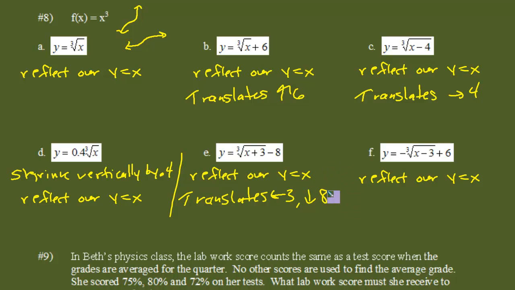Finally, F, got a couple different reflections here. So we have the reflecting over y equals x, because of the cubic root, and we have this negative out in front that reflects the graph over the x-axis. The order that you do those reflections doesn't matter, but they need to be before the translations. We're going to translate right 3 and up 6. Right 3 because of this, and up 6 because of this.